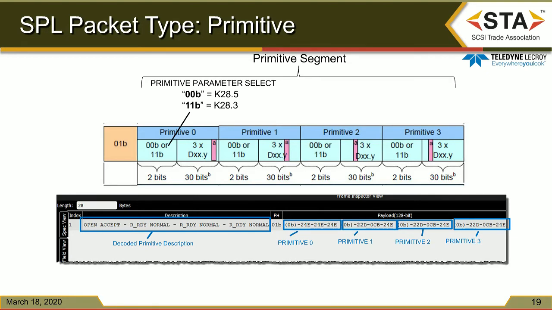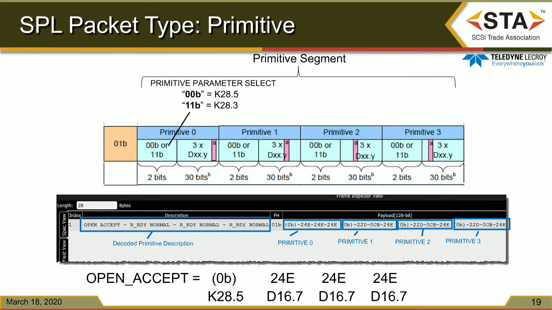So the receiver for a packet mode 5 would decode this first primitive here as an open accept, because what he sees is the SAS control character K28.5, and then 10-bit symbols shown sequentially, and those are going to, of course, be recognized at the link layer as 3 of your D16.7s.